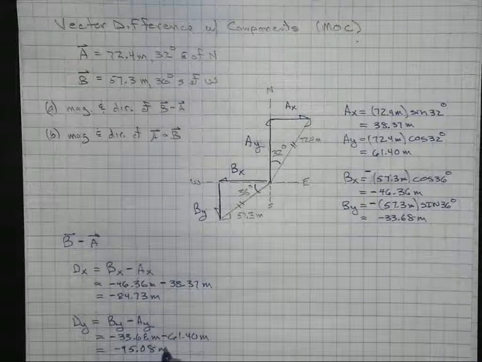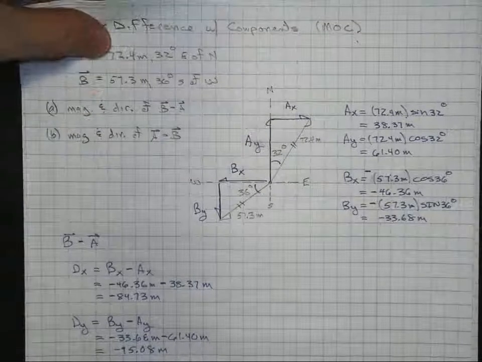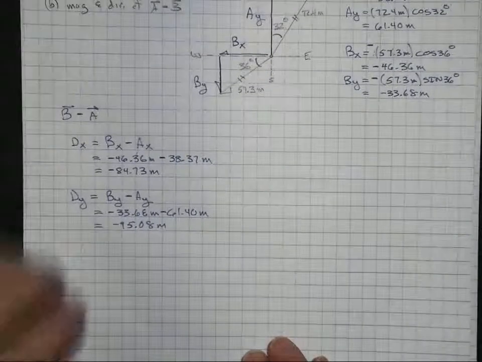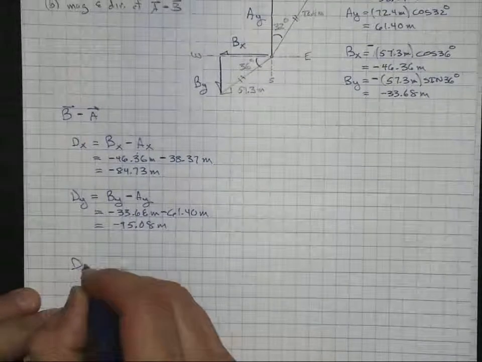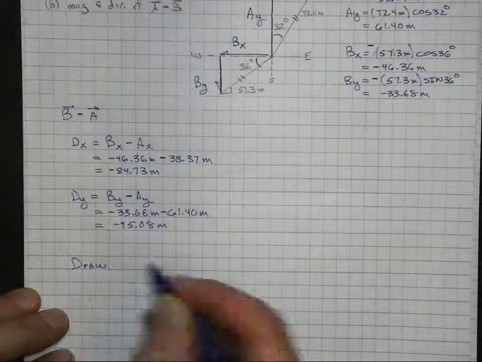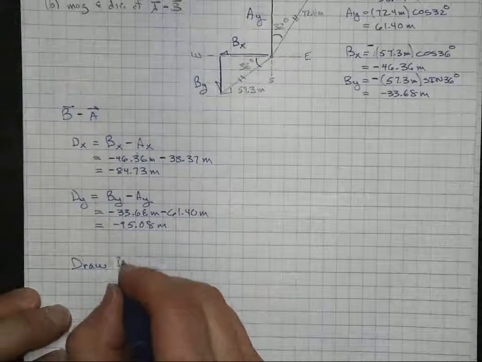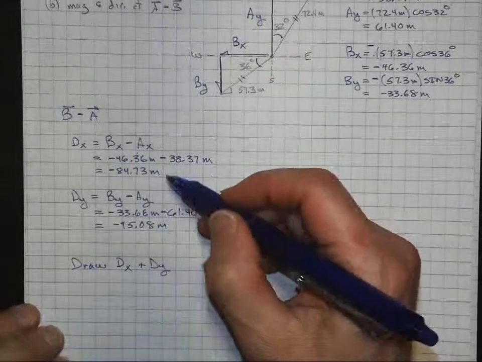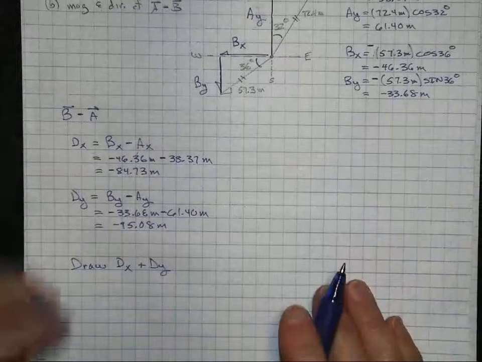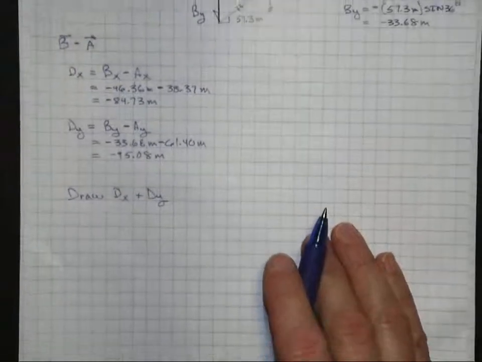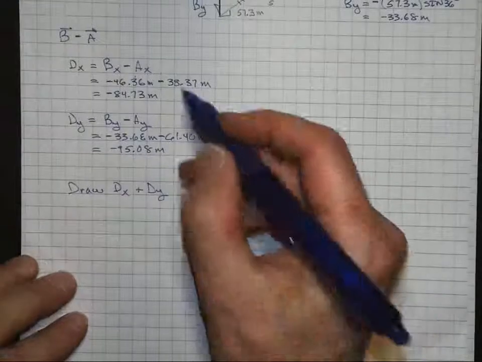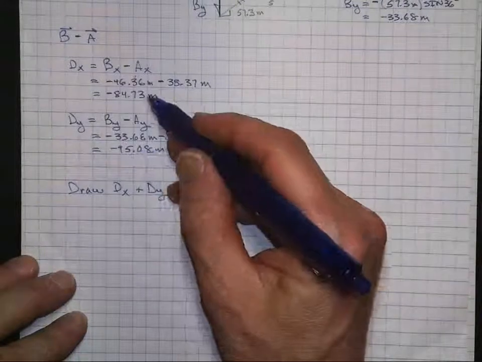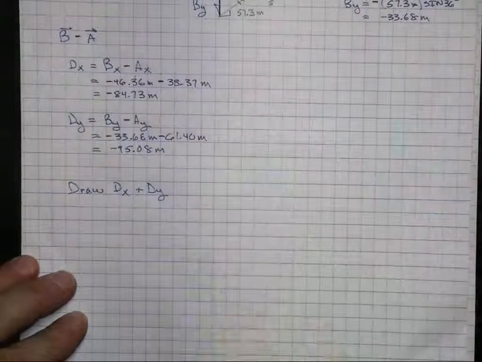Now, what we're going to do is what we've always done before, we're going to draw the way we did with resultants. We drew Rx plus Ry. Now we're going to draw dx plus dy, realizing that they're both negative. So it's going to put us in quadrant 3 if you think about it a little bit. Now to draw this thing, let's move down a little bit. We've got dx is going to be minus 85 basically, and this is going to be minus 95.